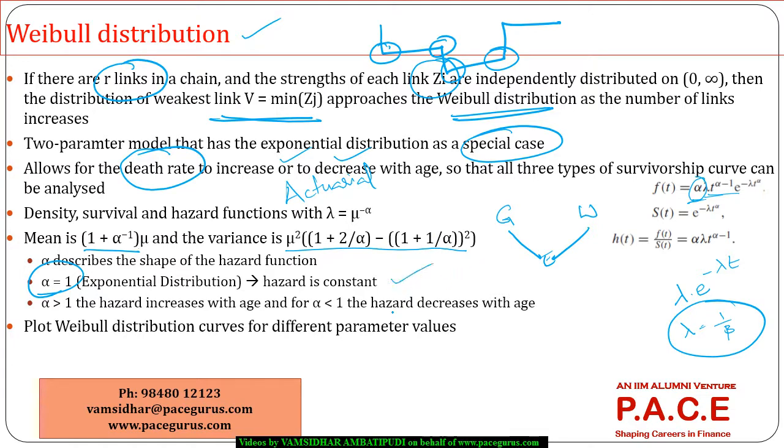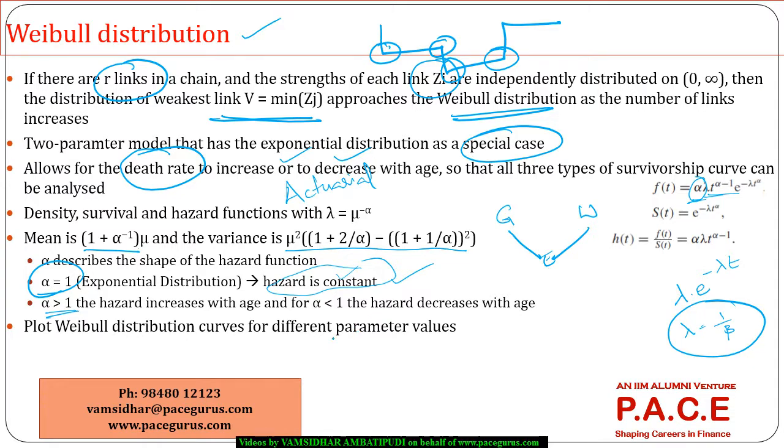So when you say alpha equal to 1, it becomes an exponential distribution, and in the application side we call it as a hazard is constant. If alpha is greater than 1, we take it as hazard is increasing with age. Less than 1, we say that the hazard is decreasing with age. So let's take different values of alpha and lambda.